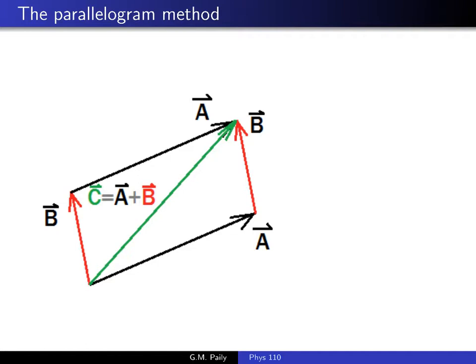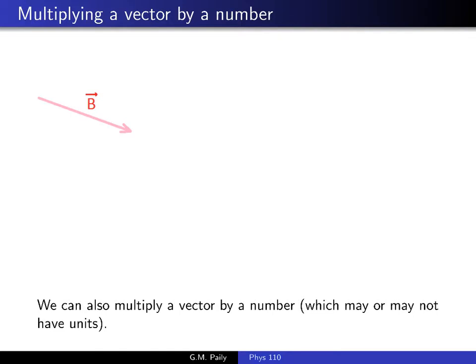But you can also see that this parallelogram method is just a doubling up of the usual head to tail, or rather tail to head method. Because this triangle here is just the usual B being placed with its tail near the head of A, and then connecting the tail of A to the head of B.